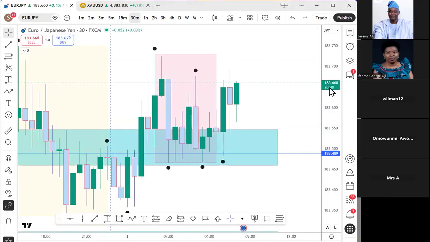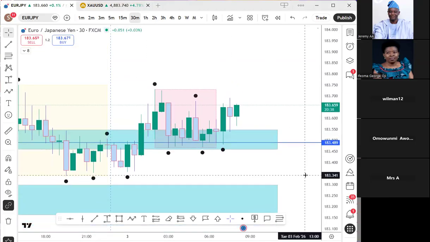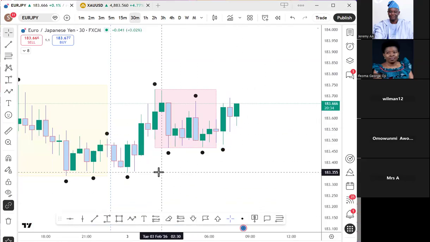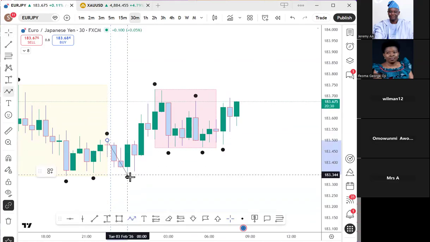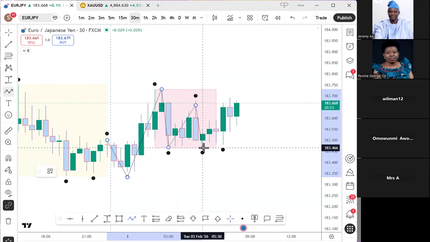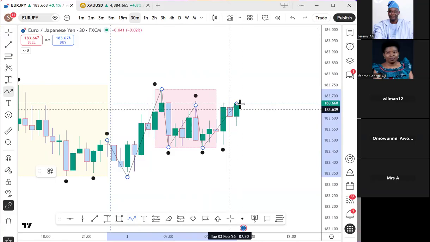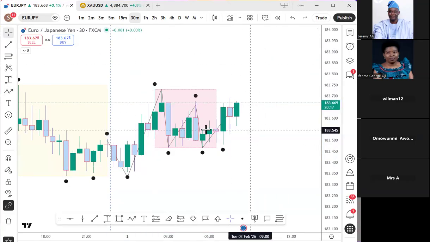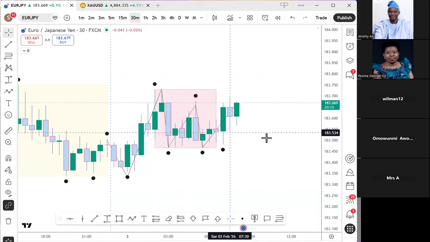Euro yen. What is Euro yen doing? Let me remove all this analysis from yesterday. Euro yen is somewhat, I don't like this setup here, though it's still giving us something: pushed up, pushed down, pushed up. I don't like this. I'll just call this a range, right? So it depends on how you see it. How do you see it, right?